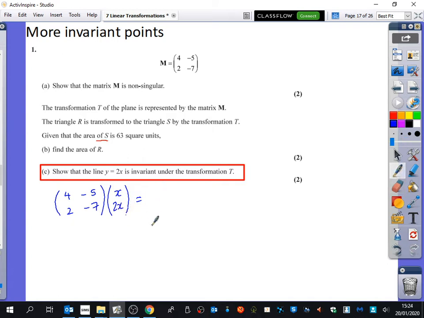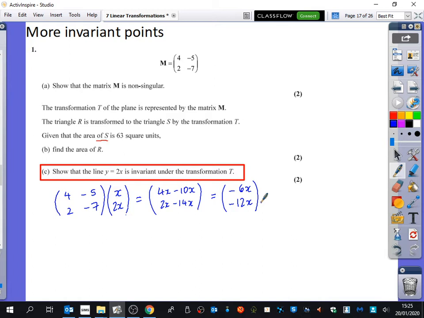Now, we're not going to say what it's going to be equal to, because it's not going to fix it to exactly the same points. What we're actually going to do here is just multiply this out, and see if it's invariant, okay? So when we multiply these things out, you get 4x minus 10x, and then you get 2x minus 14x, which is just minus 6x, minus 12x. And we can sort of see that this is invariant here.